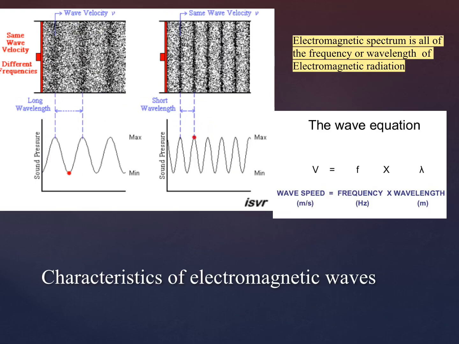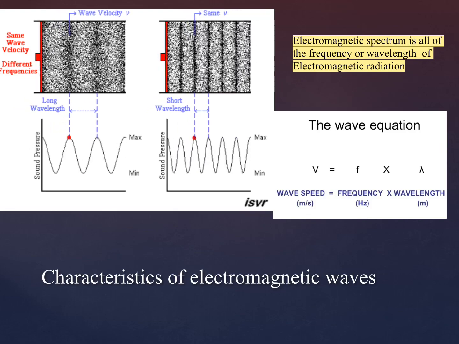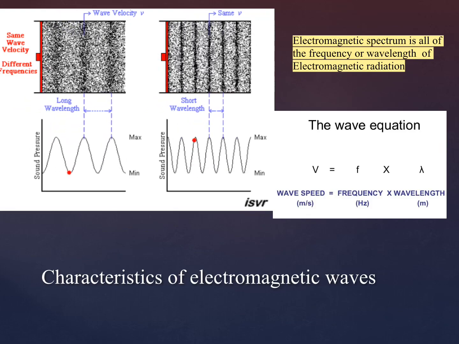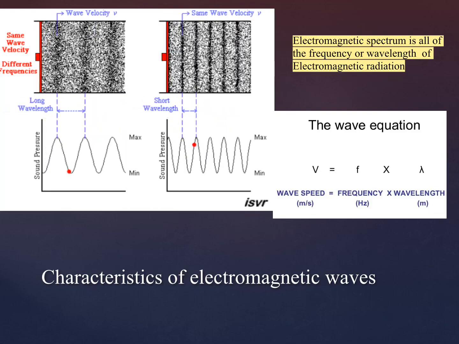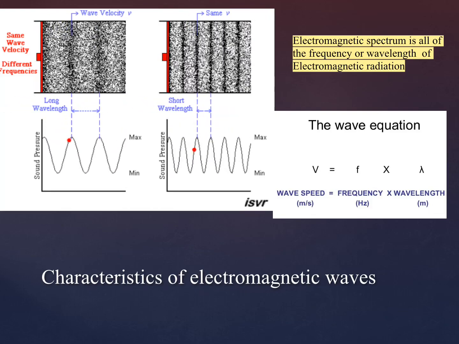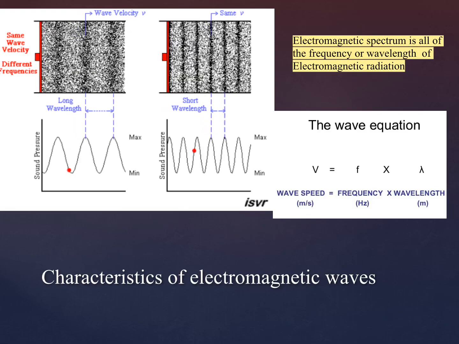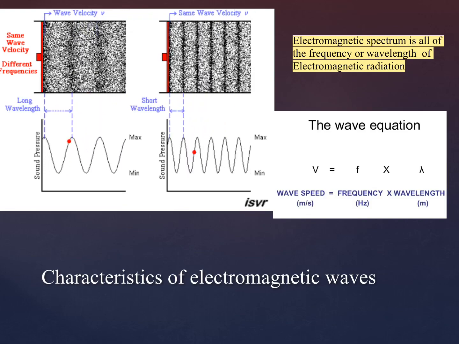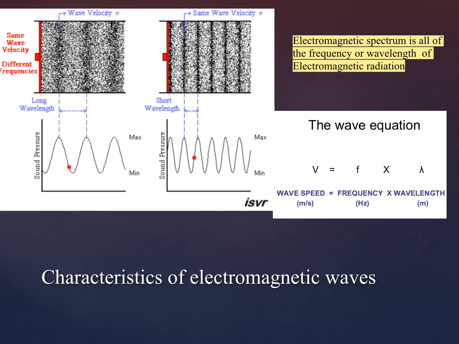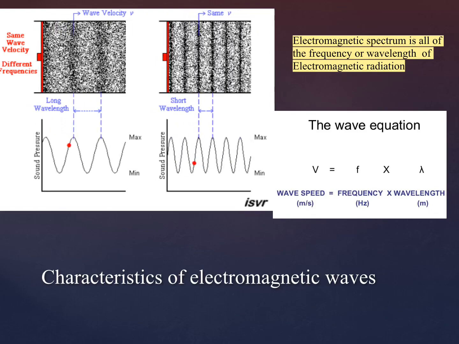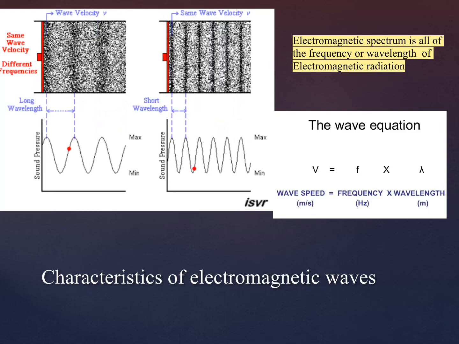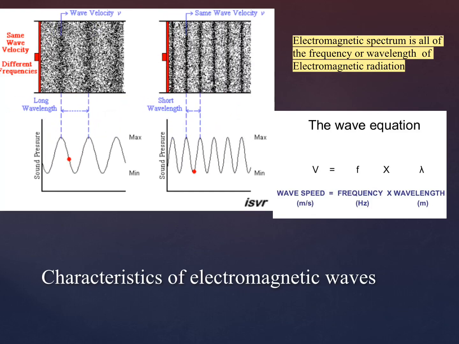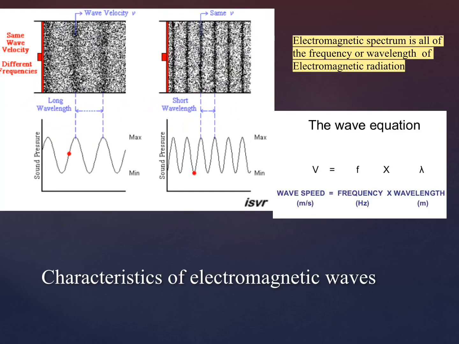What is the frequency? Frequency is the number of waves that pass a fixed point in a unit of time. That's about frequency. Also, electromagnetic waves that have different wavelengths can travel at the same speed if their frequencies are different. Then we will have to talk about the electromagnetic spectrum.